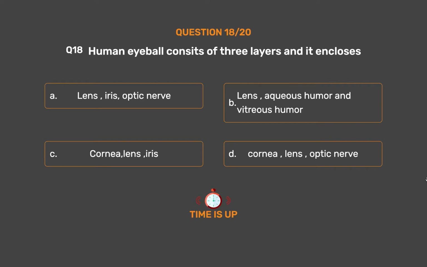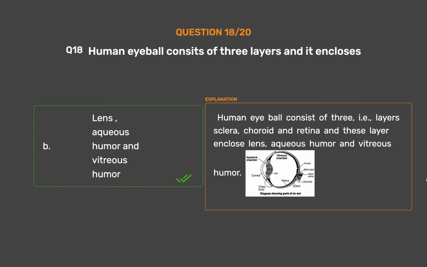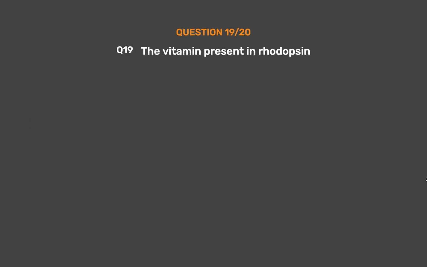The correct answer is Option B, lens, aqueous humor and vitreous humor. Human eyeball consists of 3 layers: sclera, choroid and retina, and these layers enclose lens, aqueous humor and vitreous humor. Question number 19. The vitamin present in rhodopsin: Option A, vitamin A.